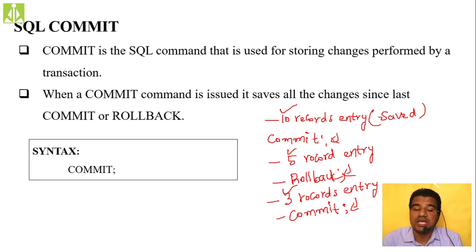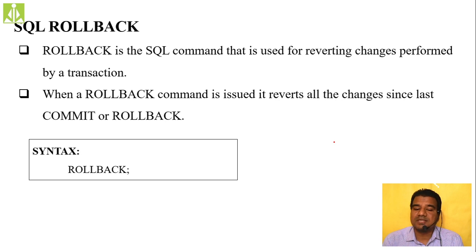Hope you understood the usage of rollback as well. If you have not, just go back and watch the video once again so that you will get the clarity. So rollback is the SQL command that is used for reverting changes. Whatever changes you have done that are unsaved, you can revert simply by typing rollback.